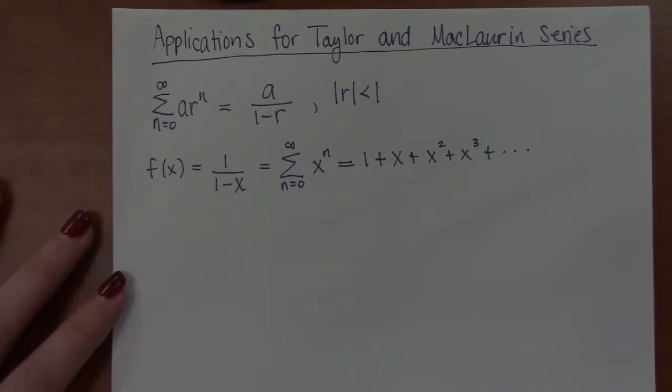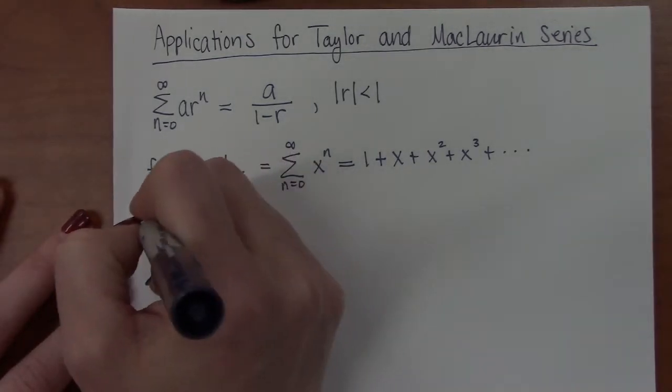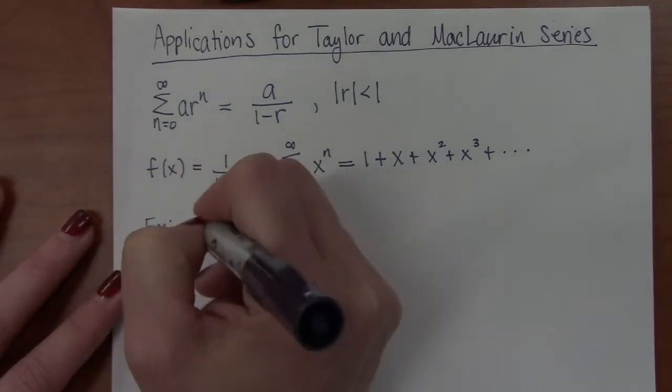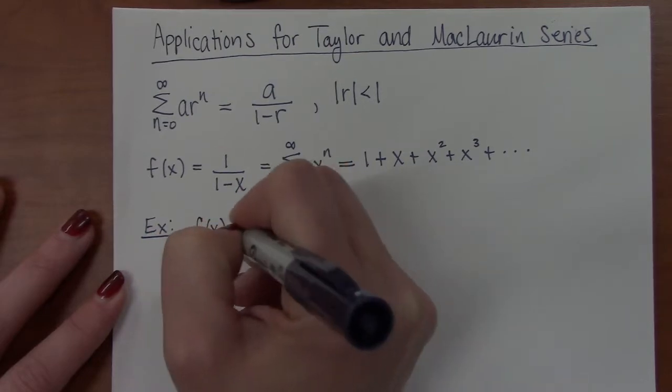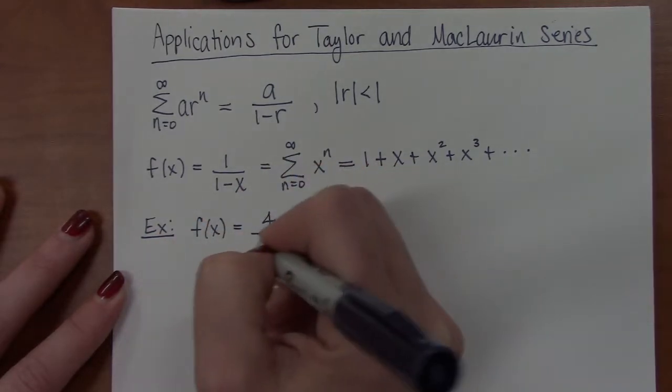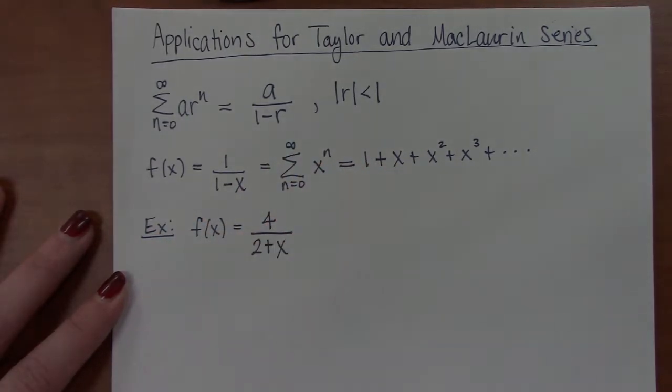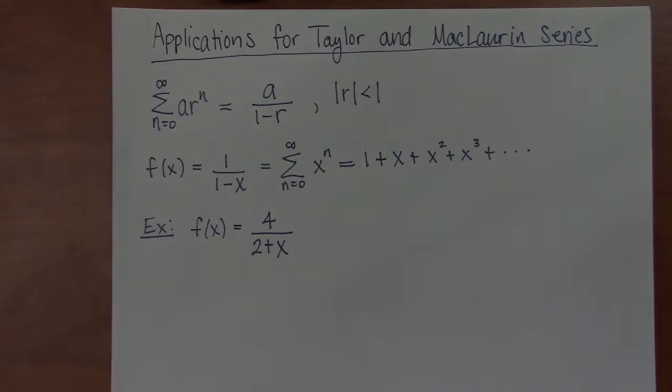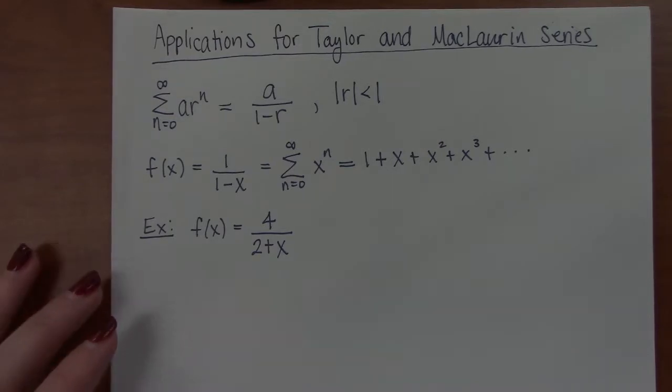So let's look at something a little more complicated that we can actually turn into a geometric series. If we look at the function f of x equals 4 over 2 plus x, if I can rewrite this in the form of a over 1 minus some expression in x, then I can rewrite this as a geometric series.